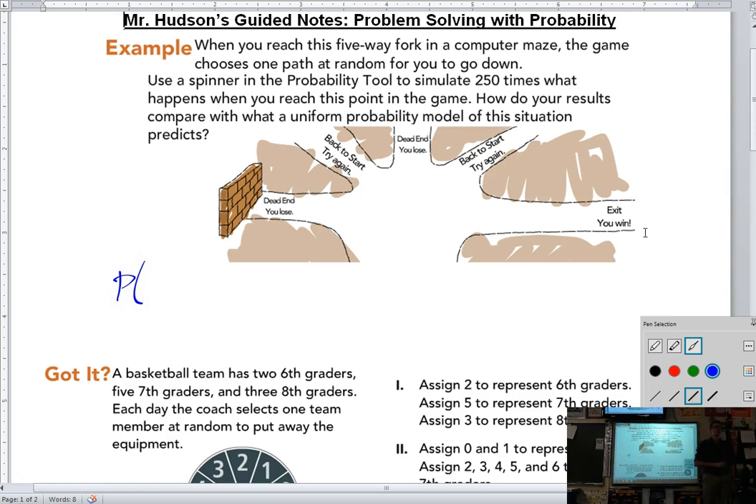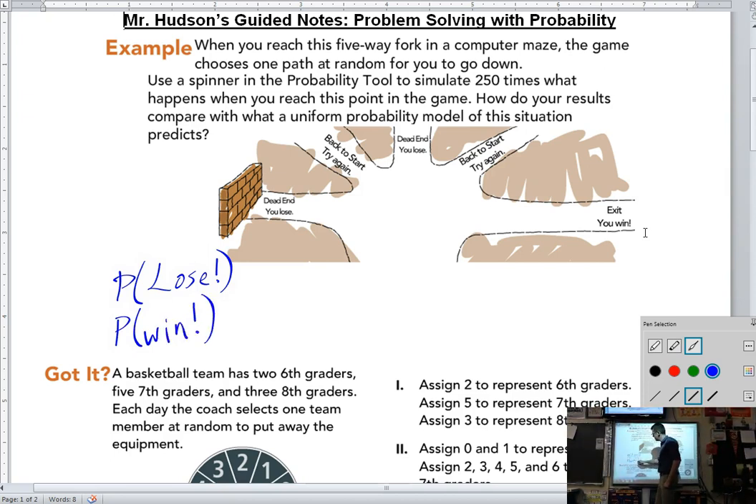What's one of my outcomes? Dead end, which is really a loss. The probability that we lose. What is another possible outcome, Jaslyn? Win. That we win. Yay! And we also have the probability of try again.